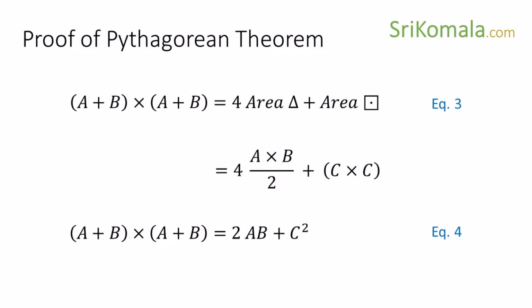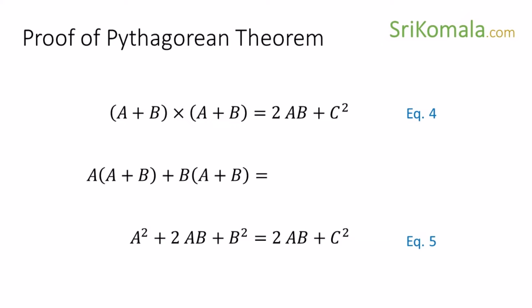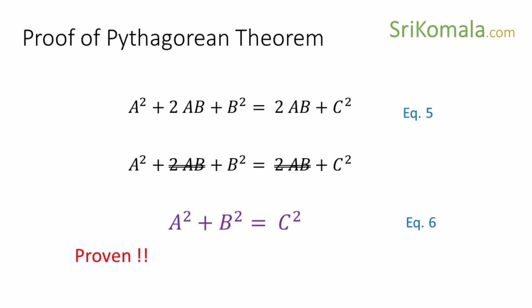Next, let us focus on the right hand side of the equation. By applying the formula of the area of a triangle and a square, we get equation 4. Next, let us focus on the left side of the equation. By applying the distributive property, we get equation 5. Lastly, by simplifying equation 5, we get equation 6. Herewith, the Pythagorean theorem has been proven.